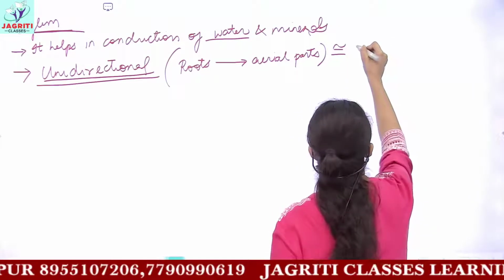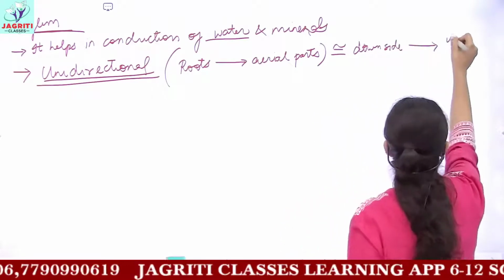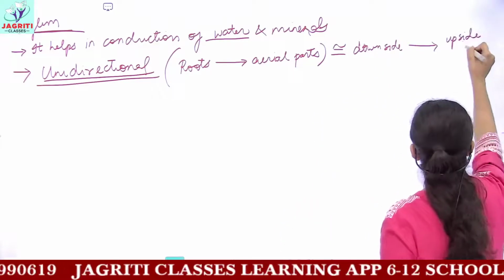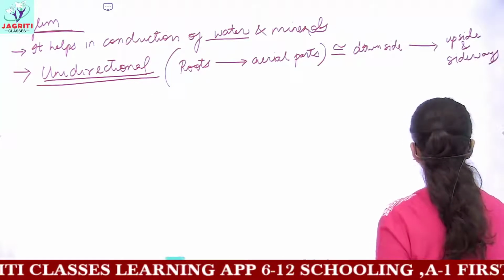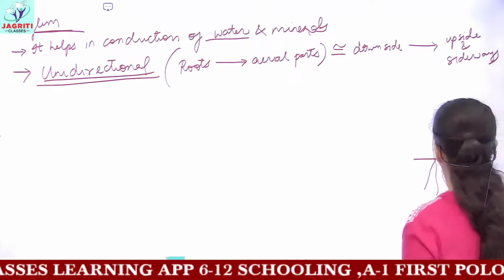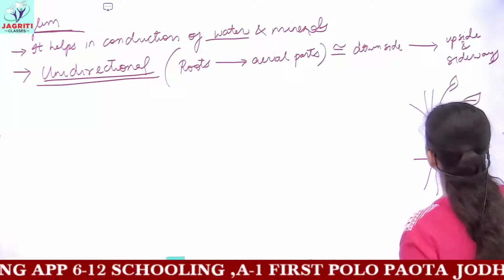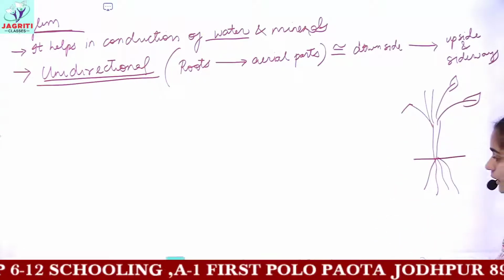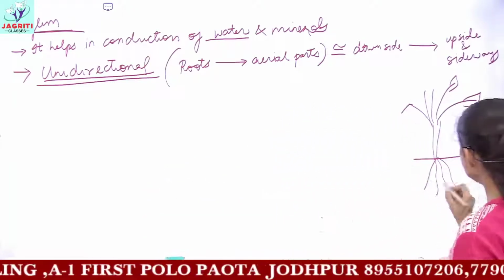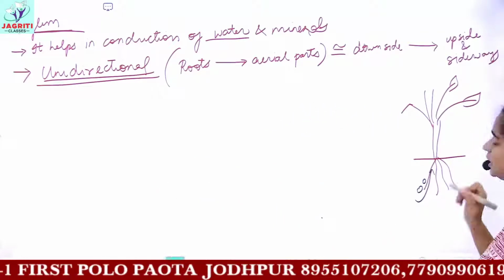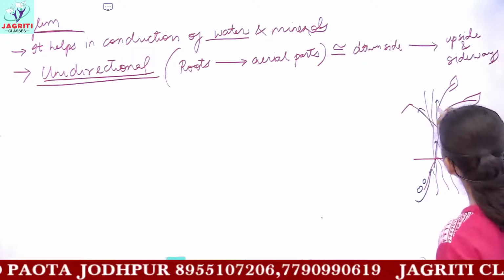So unidirectional means the flow of water is from roots to aerial parts, or from downside to upside. And yes, it also occurs sideways. That is, if we consider a plant, these would be the roots, these would be the different branches, and in turn we have leaves, fruits and flowers on them. So the transport of water would be from these roots. Water would be absorbed by the roots, and then the flow of water would be upwards and sideways.